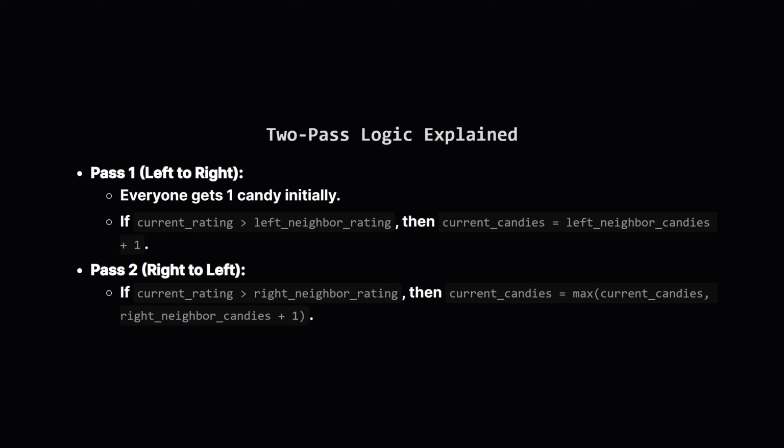For each child, if their rating is higher than the child to their right, they must get at least 1 more candy than that right neighbor. Crucially, we take the maximum of what they currently have from the first pass, and this new requirement. This ensures we don't accidentally reduce candies if the left to right pass already gave them more.